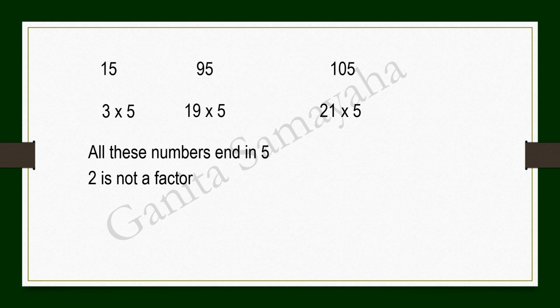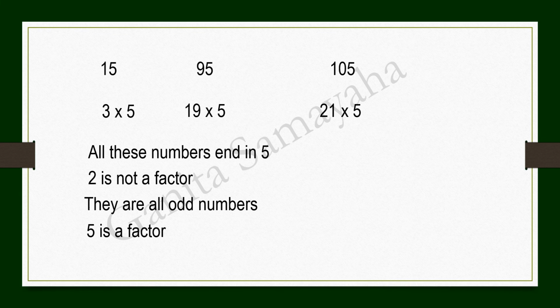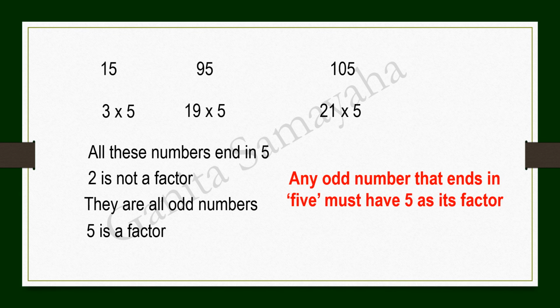So all these numbers end in 5. 2 is not a factor. They are all odd numbers and 5 is a factor. So the condition for any odd number that ends in 5 is that it must have 5 as a factor. I hope you are not getting confused.